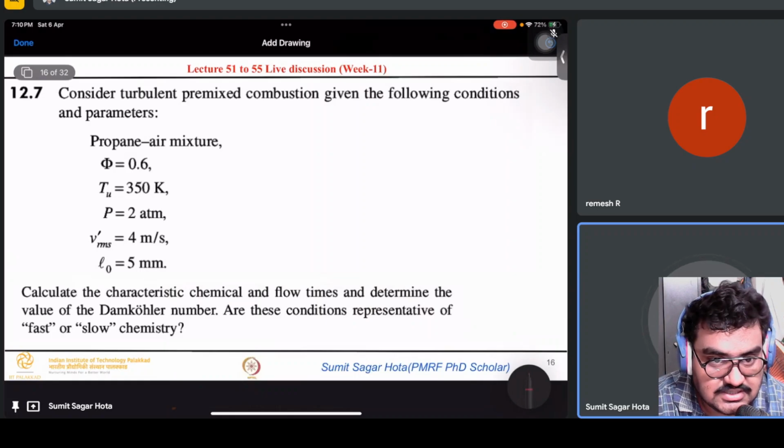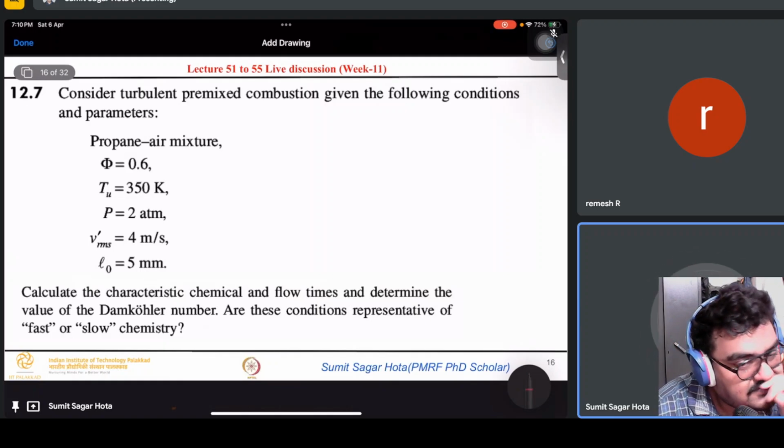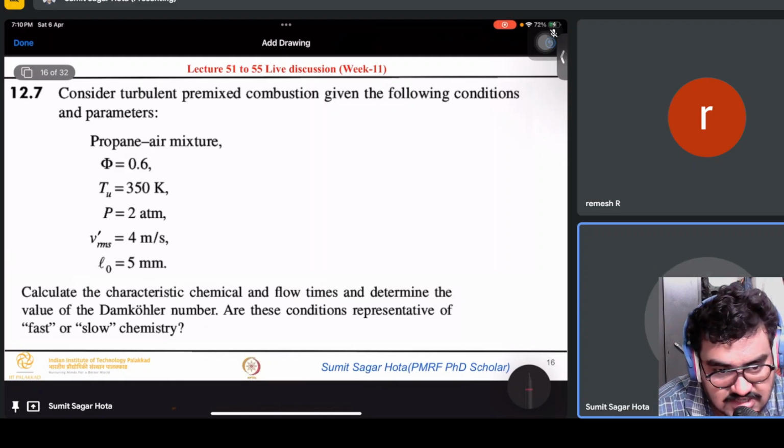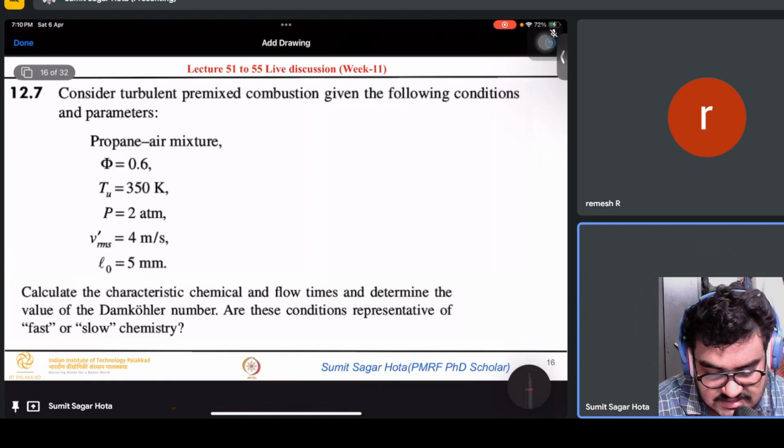Consider the turbulent premixed combustion given in the following conditions. Propane air mixture, phi equivalence ratio, unburned temperature 350 Kelvin, pressure 2 atmospheric, velocity fluctuation 4 meter per second, length scale also given 5 mm. Calculate the characteristic chemical and flow times, and determine the value of the Damköhler number. Are these conditions representative of fast or slow chemistry? The fast chemistry, slow chemistry, things we have to see.